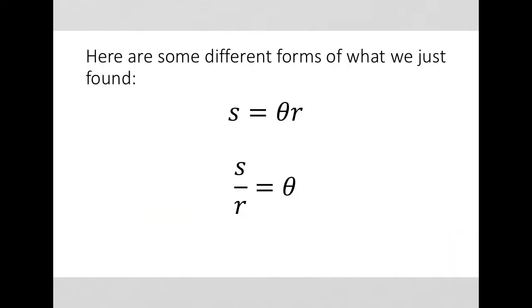And manipulating it a little, you can also get this related identity, that the arc length divided by the radius will give you the value of that central angle. You'll have to use that later.